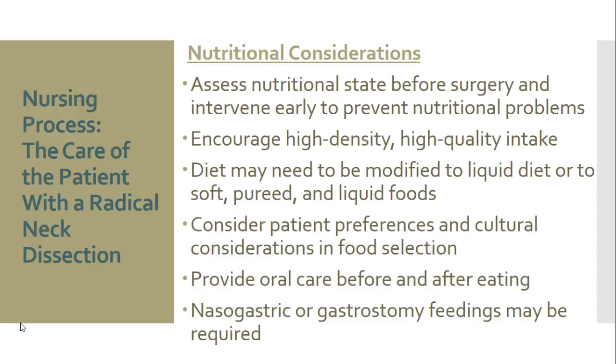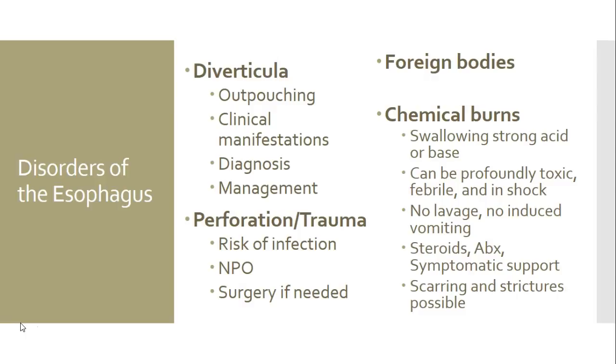As always, we need to consider our patient's preferences and if they have any cultural considerations, and always provide good oral care before and after eating. Patients should understand that they may have a nasogastric tube or a gastrostomy tube after surgery in order to make sure they get the nutrition they need before their esophagus is ready to pass food because of the swelling that can occur post-operatively with this surgery.